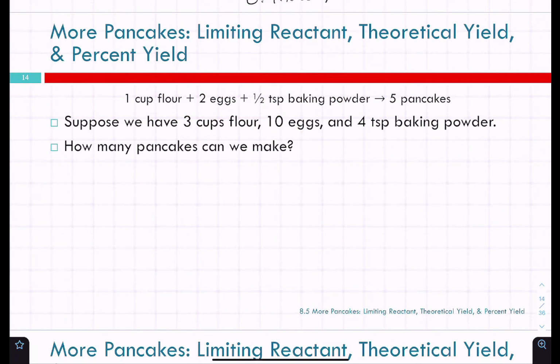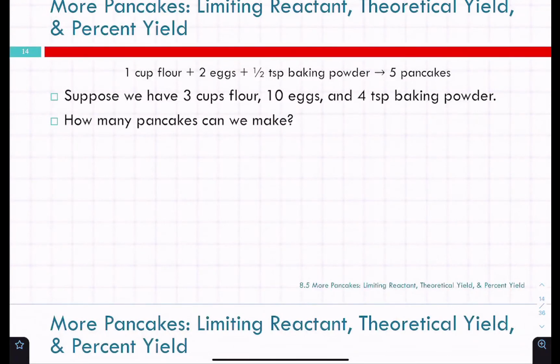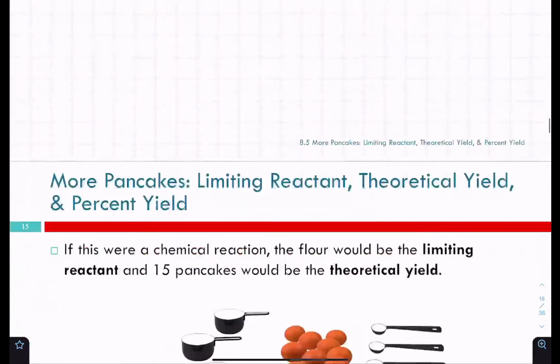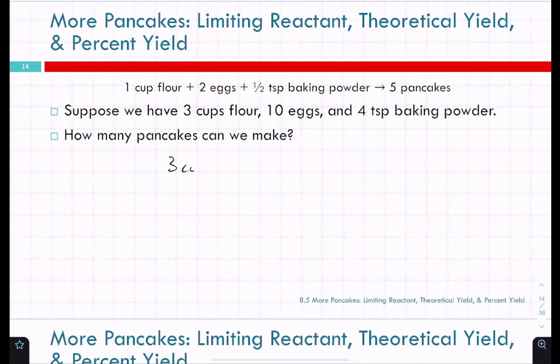When I calculate it, I'm going to assume I have 3 cups of flour. If I assume I have enough of everything else, how many pancakes could I make with 3 cups of flour? I'll set up the problems. So it's going to be 3 cups of flour. And again, we can set this up like a stoichiometry problem.